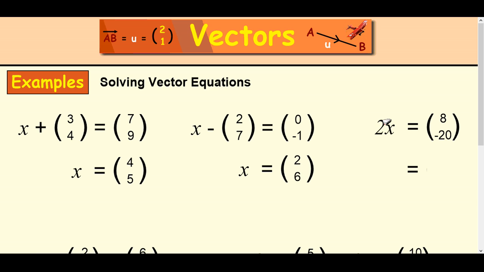Okay, here we've got a multiple value of x, so 2x equals (8, negative 20). Before we halved them when we did this, the same idea, so (4, negative 10). Again, if it was a 3 here, you'd divide them both by 3.